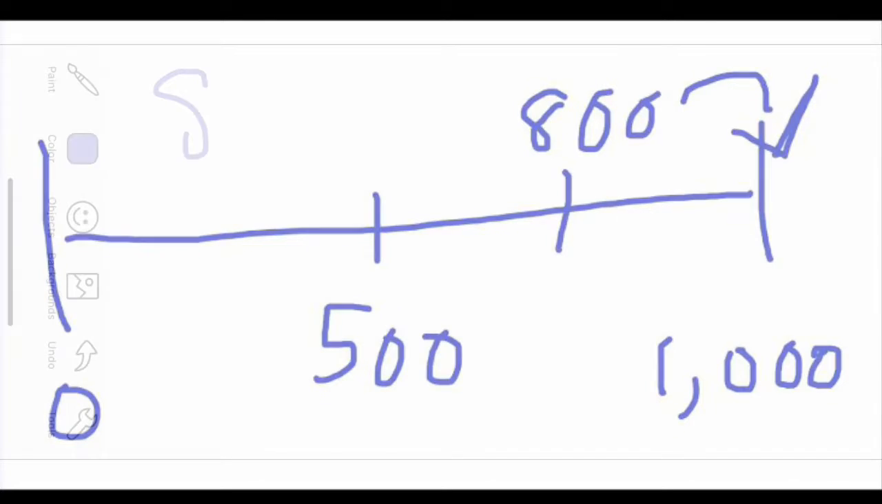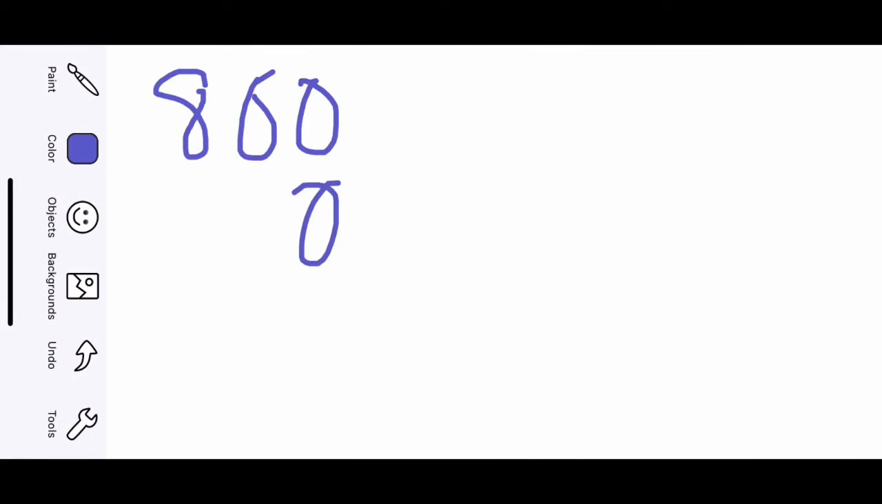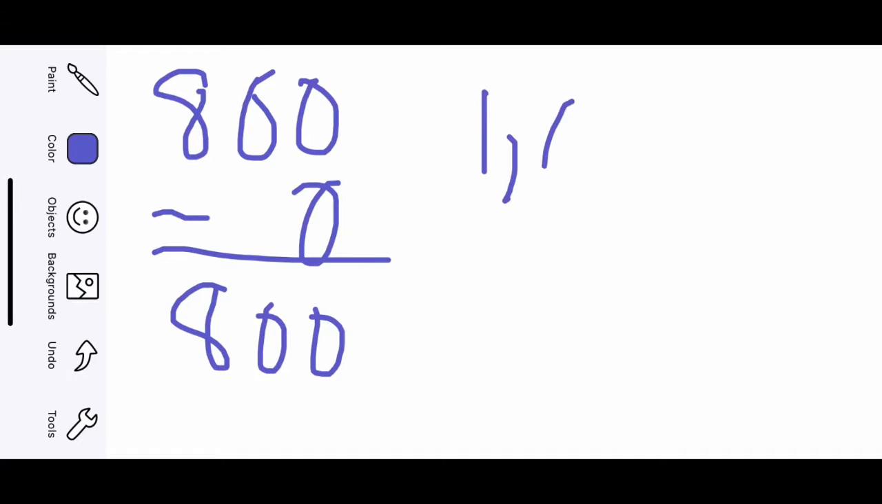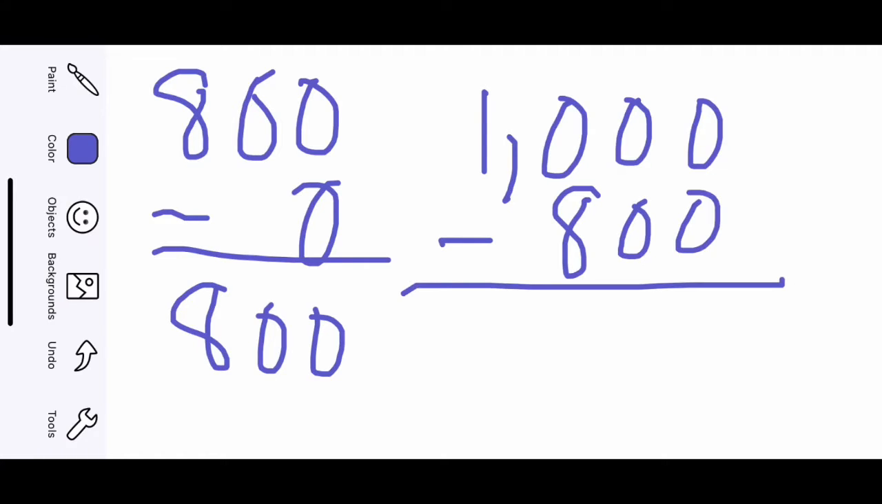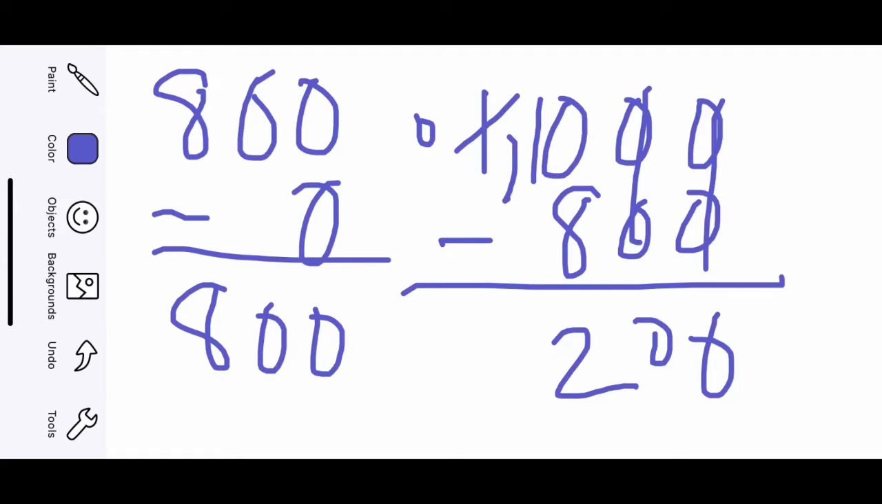If we use our step strategy, then I would think from 0 to 800 would be 800 steps, and then I could count by hundreds to 1,000. 800, 900, 1,000. That's only 200 away, so it's closer to 1,000.